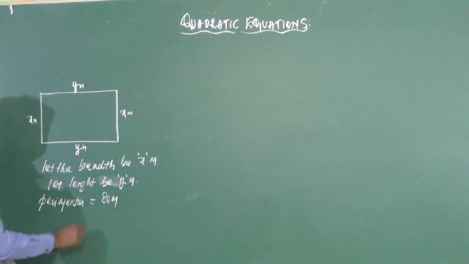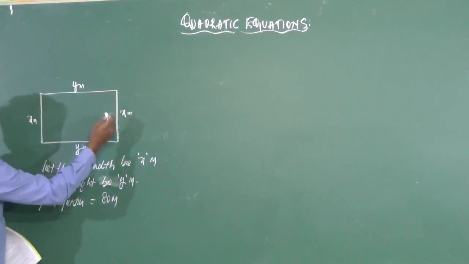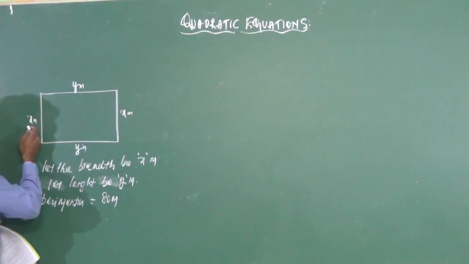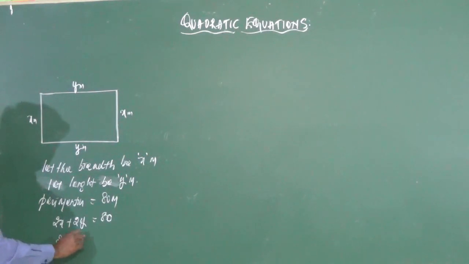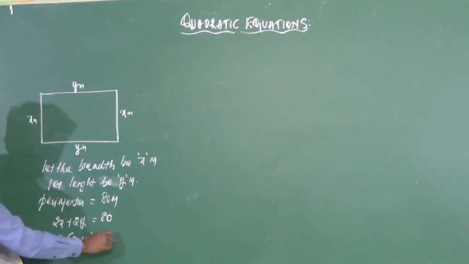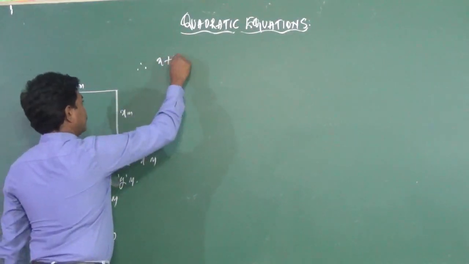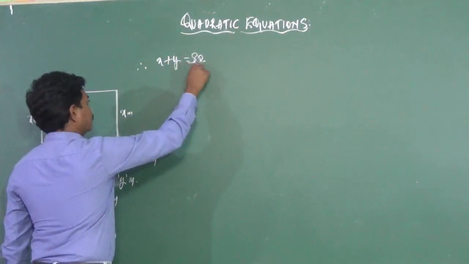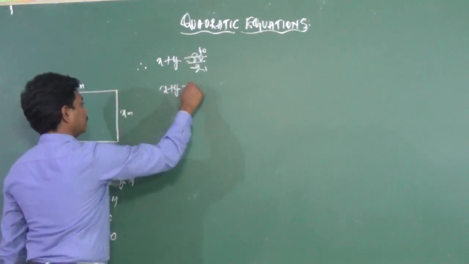80 meters. So this can be taken as x plus y plus x plus y. That becomes x plus x, 2x, y plus y, 2y. So 2x plus 2y is equal to 80. When you take 2 as common, you are left with x plus y is equal to 80 by 2. So that becomes 40. So x plus y is equal to 40.